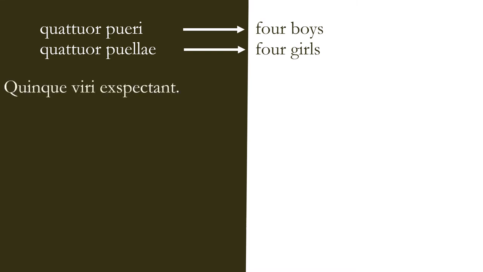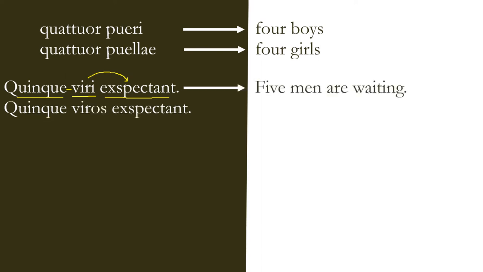Quinque viri expectant. Well, we know to look for our verb. Expectant is they await. And we know who they is. The men await, or the men are awaiting. Five men are awaiting. Yes, we could say the men are awaiting five, like they're awaiting five people, but we're going to keep it simple for now.